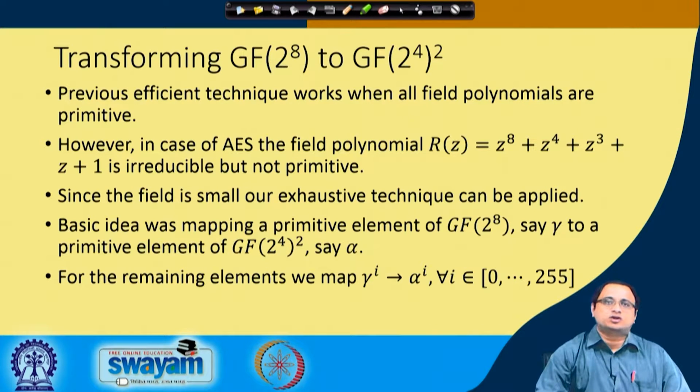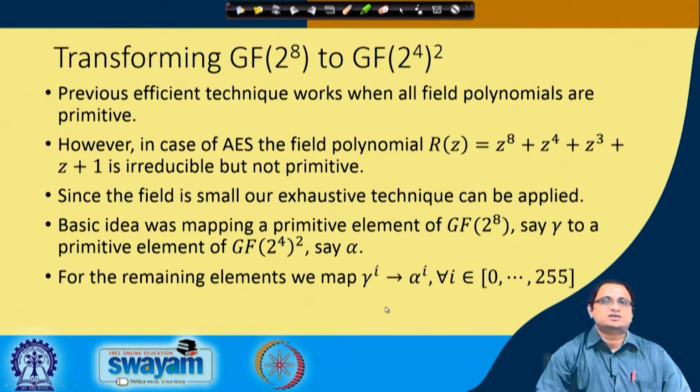So, we do not directly apply that technique, but rather since the field is small, we can do an exhaustive analysis. What we can do is take the primitive element of GF(2^8), say gamma, and map it to a primitive element of GF((2^4)^2), say alpha. For all the values from 0 to 255, that means all 256 values, I just do this mapping gamma^i to alpha^i and get a mapping.